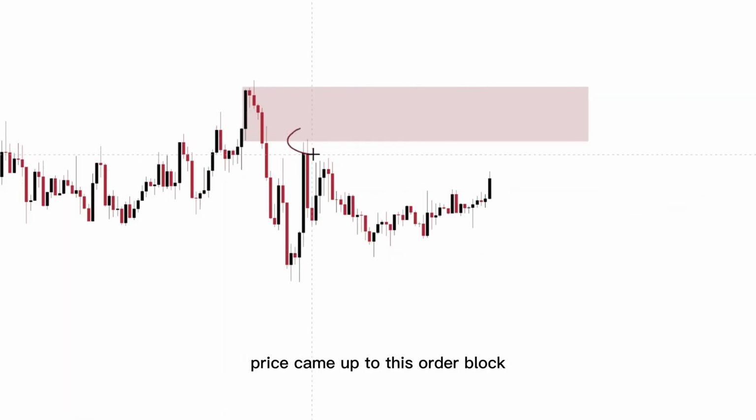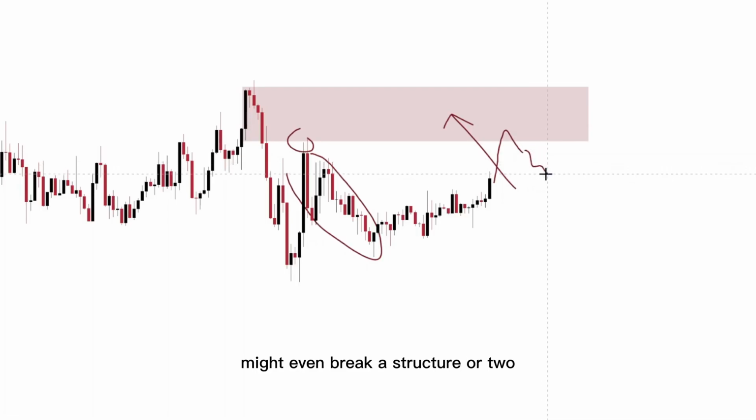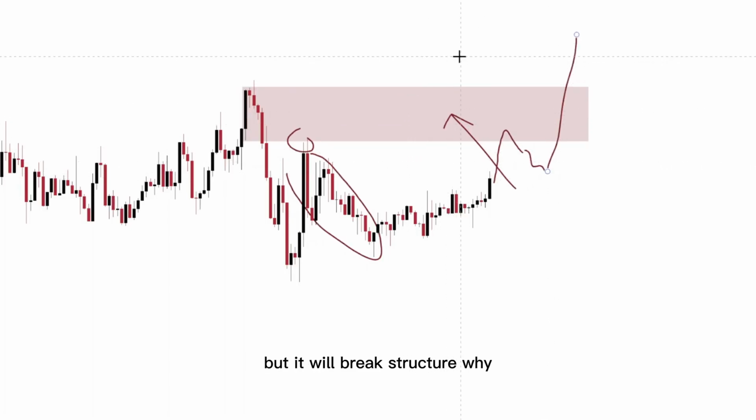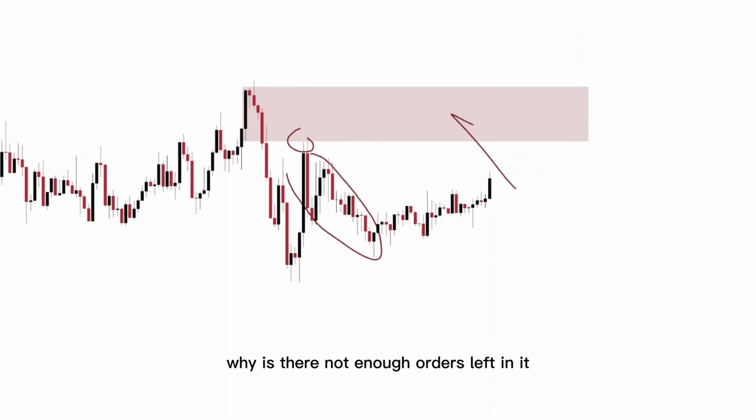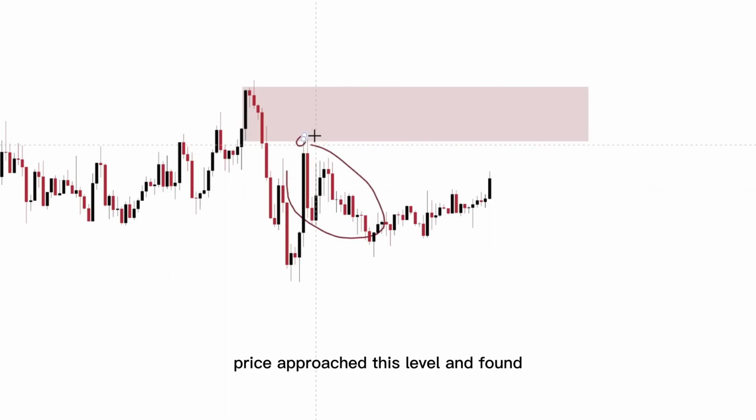So here's an example of a mitigated order block. Price came up to this order block and gave you a reaction. So what does this mean? That means this area now is hollow. There's nothing in here. So when price does approach this level, it might reject a little bit from the leftover orders. It might even break a structure or two, but it will break through. Why? Because this order block is hollow. There's not enough orders left in it. Why is there not enough orders left in it? Because of this reaction. Price approached this level and found sell orders, got paired with sell orders to push price a little bit lower.